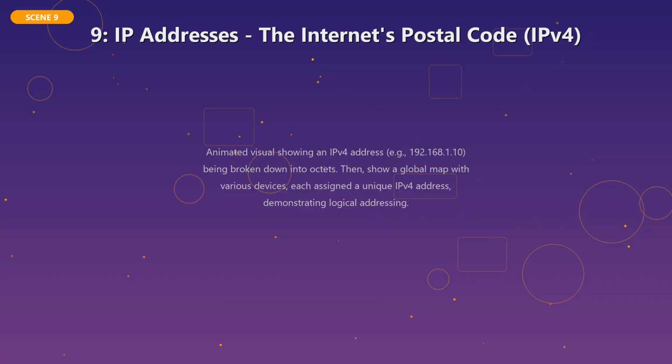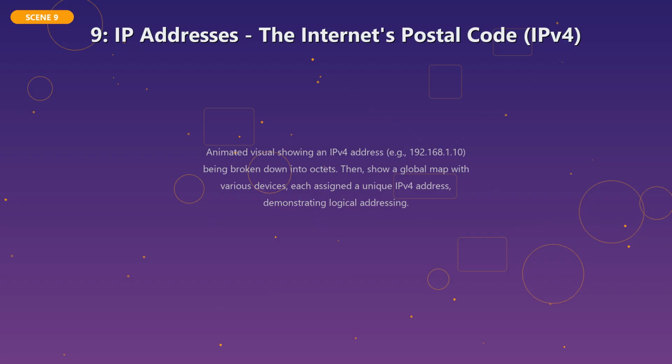Now, let's talk about addresses, specifically, IP addresses, which are fundamental to how data finds its way across the Internet. IP stands for Internet Protocol, and an IP address is a unique numerical label assigned to each device connected to a computer network that uses the Internet Protocol for communication. Think of it as the digital postal address for your computer or smartphone on the Internet. It allows other devices to send data packets specifically to your device.